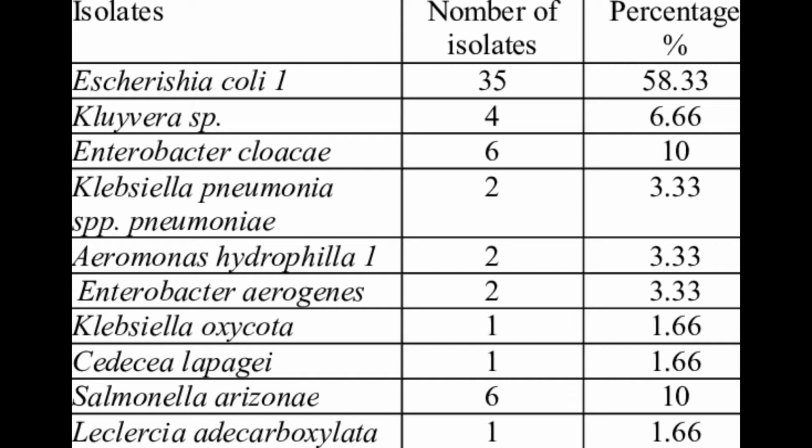Then we go to the VP test. The VP test detects acetoin, or acetylmethylcarbinol. The medium is MRVP broth, while the reagent is 6 drops of alpha-naphthol plus 2 drops of 40% KOH. The positive is a red ring formed. The negative is no red ring produced.